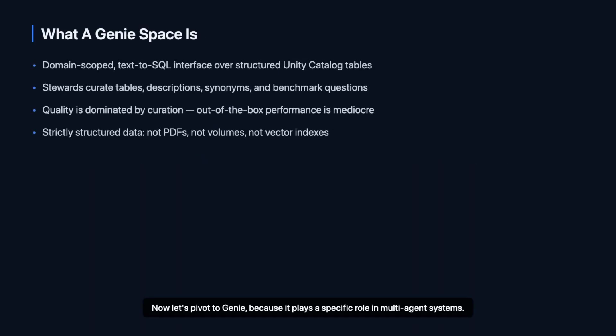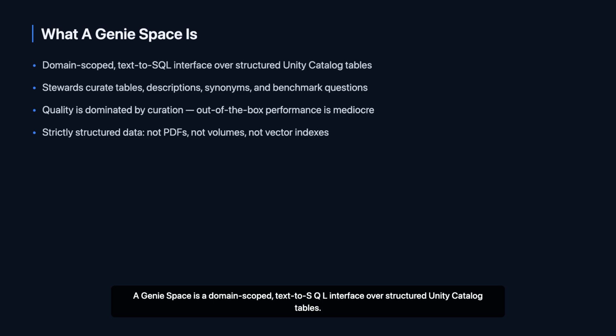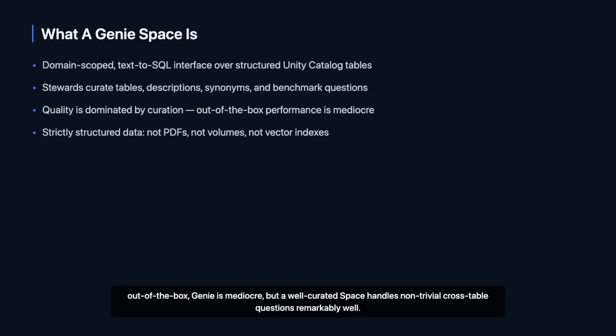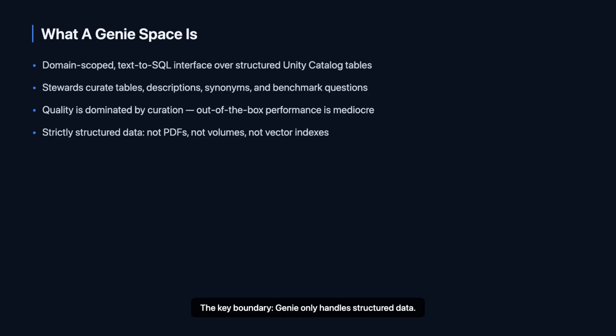Now let's pivot to Genie, because it plays a specific role in multi-agent systems. A Genie space is a domain-scoped, text-to-SQL interface over structured Unity catalog tables. Data stewards curate the tables, write descriptions, add synonyms, and define benchmark questions. The quality is dominated by that curation. Out of the box, Genie is mediocre, but a well-curated space handles non-trivial cross-table questions remarkably well. The key boundary: Genie only handles structured data, not PDFs, not volumes, not vector indexes.